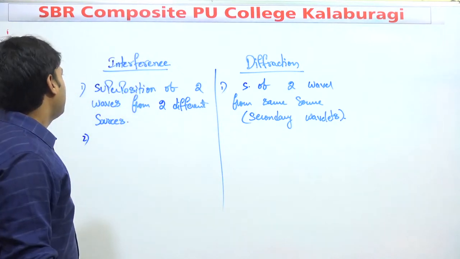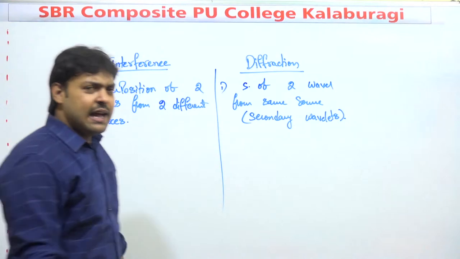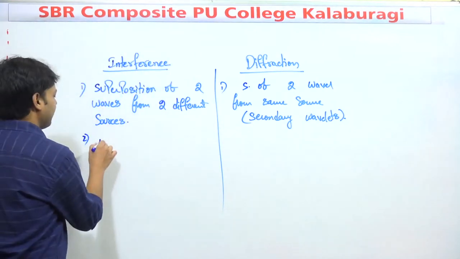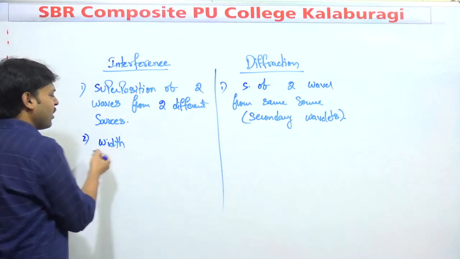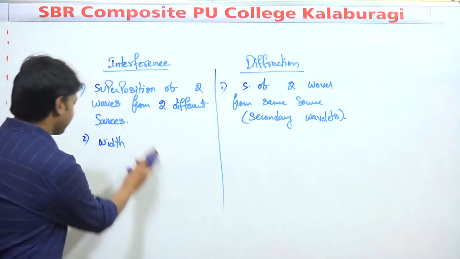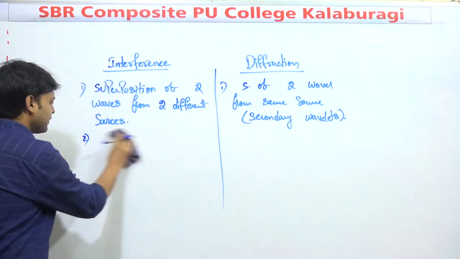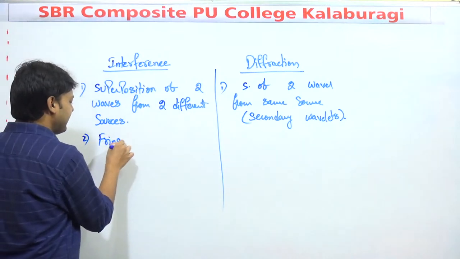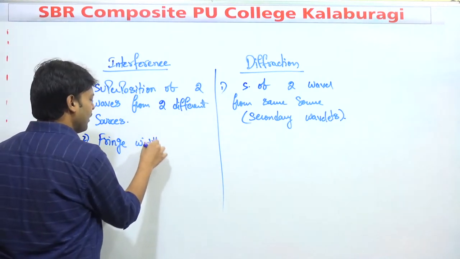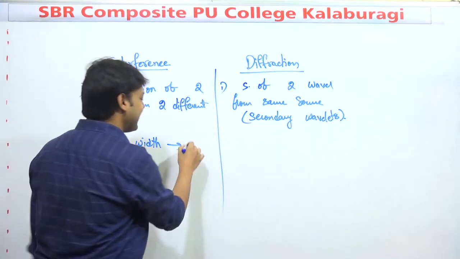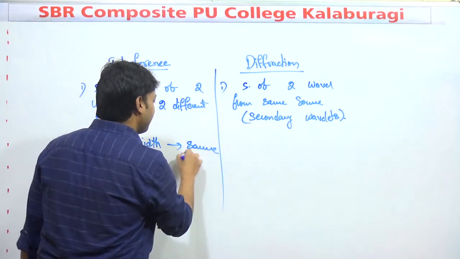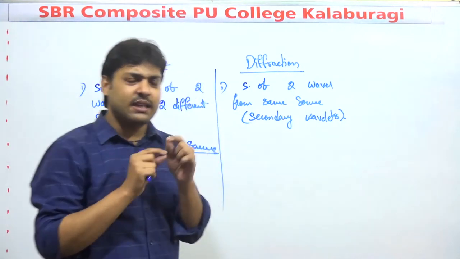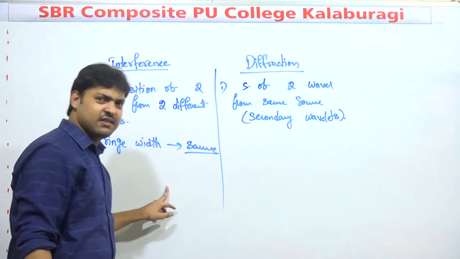Second point: what will be the width of the bright and the dark bands? Here, you can call it the fringe width. The fringe width of the bands will be same. In the sense, the width of the bright bands and dark bands will be same here in interference in YDSE.